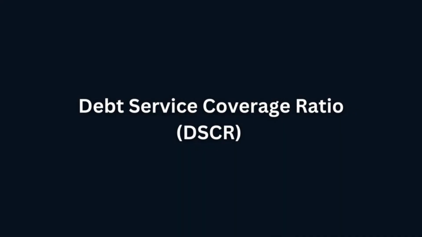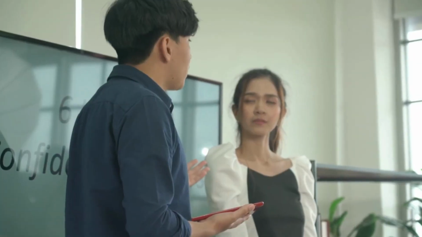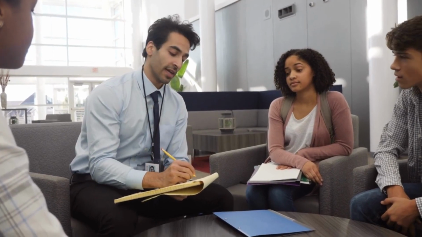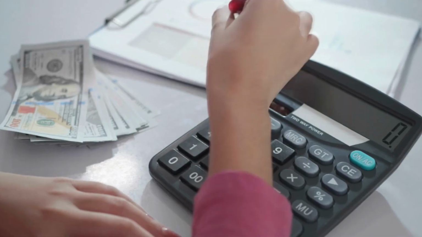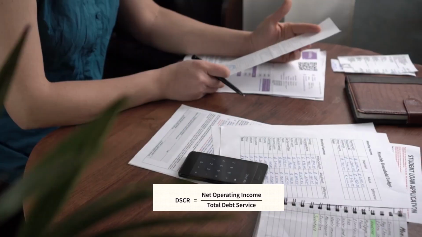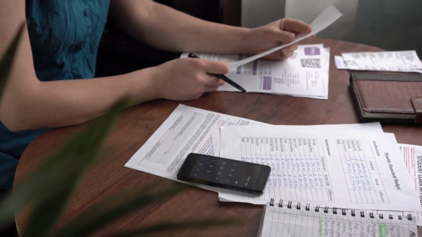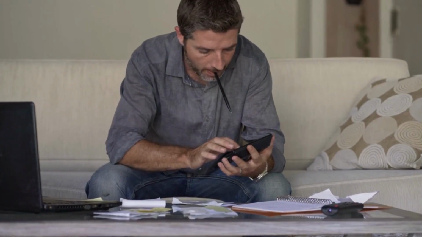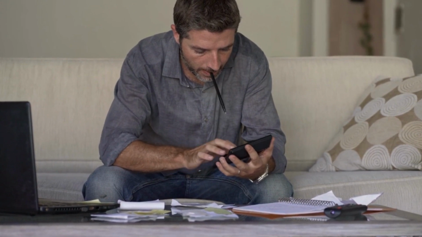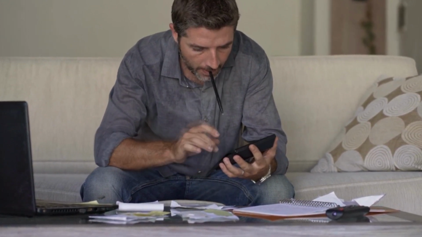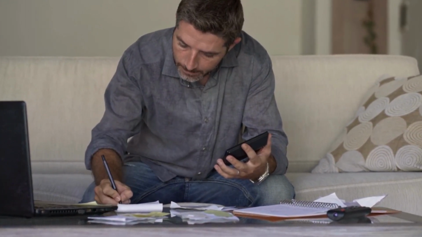Debt Service Coverage Ratio, DSCR. This ratio assesses a company's ability to cover its debt servicing costs, including interest and principal repayments. DSCR is calculated by dividing net operating income by total debt. The higher the DSCR, the more comfortably a company can meet its debt obligations. Lenders often use this ratio to evaluate a company's creditworthiness.